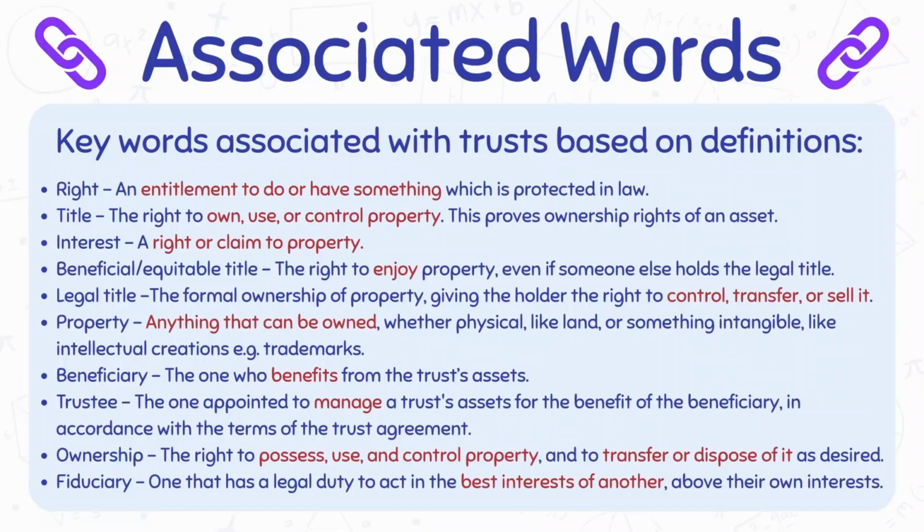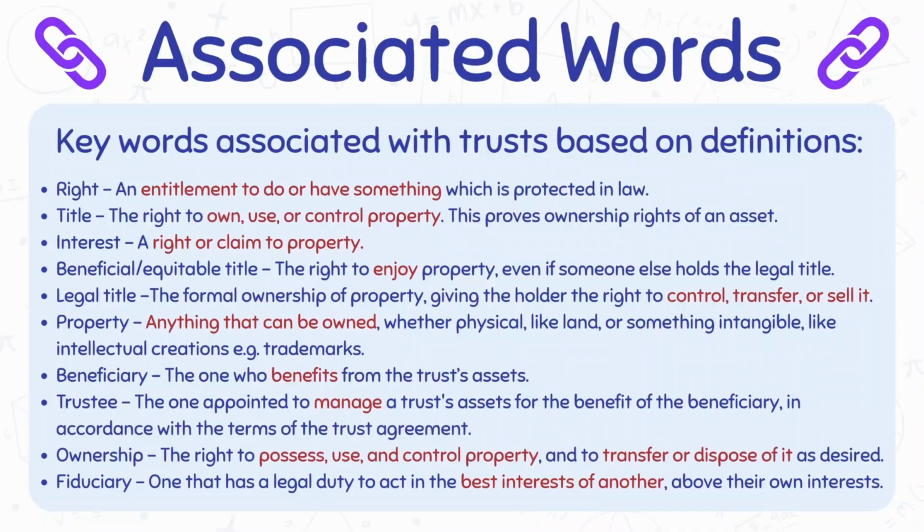Then we have beneficial or equitable title. So these two terms are interchangeable. They essentially mean the same thing, and they refer to the right to enjoy property and to use it, even though the legal title may be held by someone else. Then, legal title. This refers to the formal ownership of property at law, which will give the holder of that right the right to control that property, to transfer or sell it if they want to. But this doesn't necessarily mean that they get to enjoy the property.